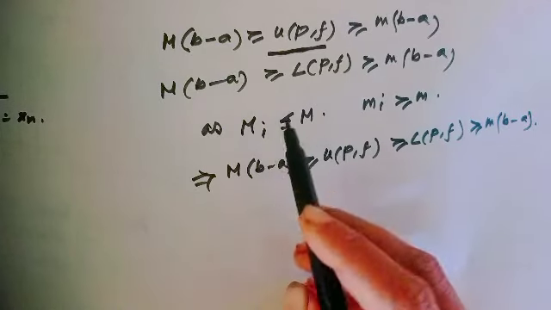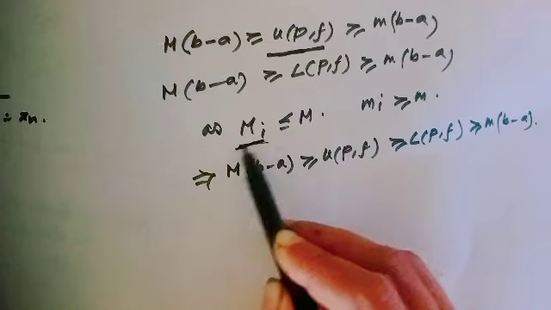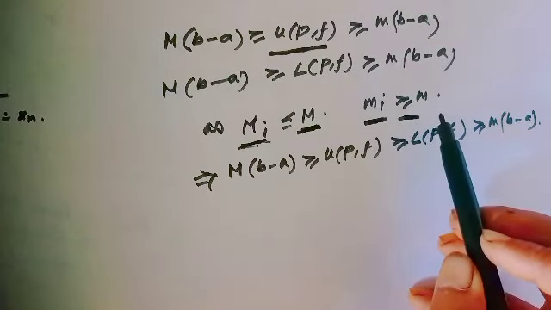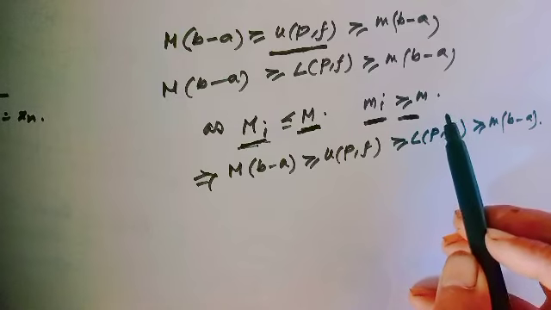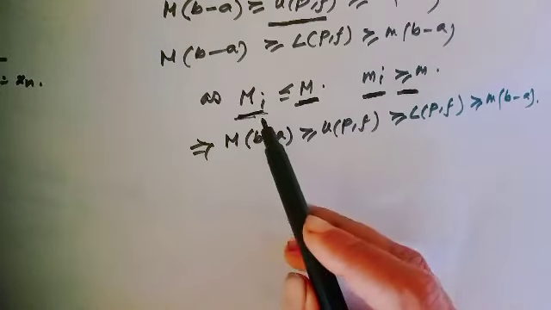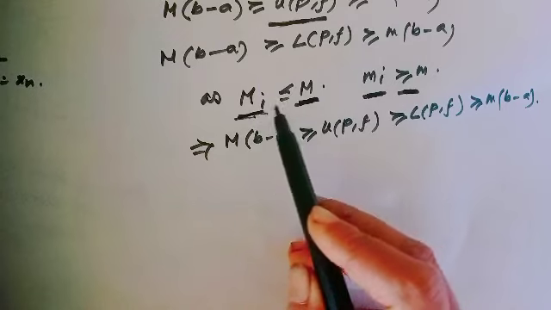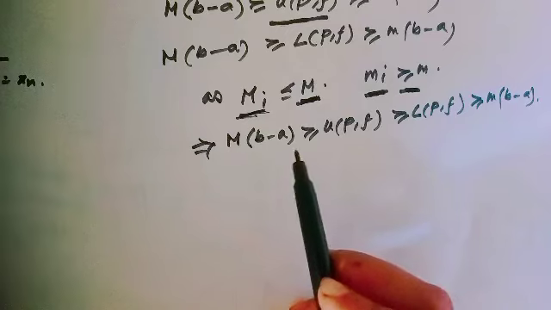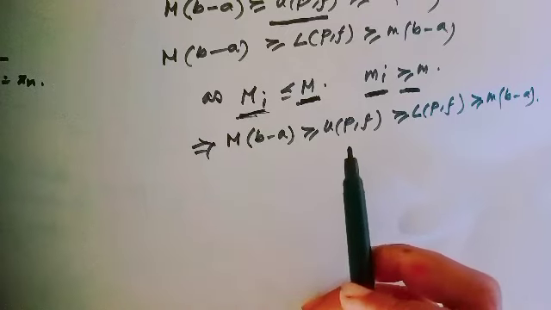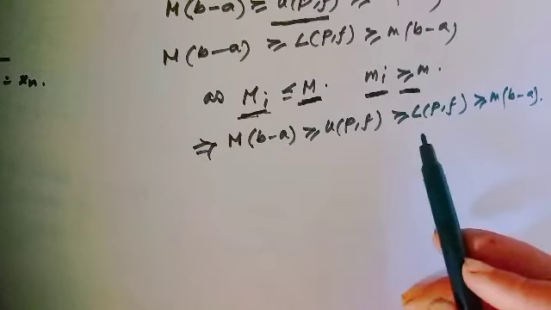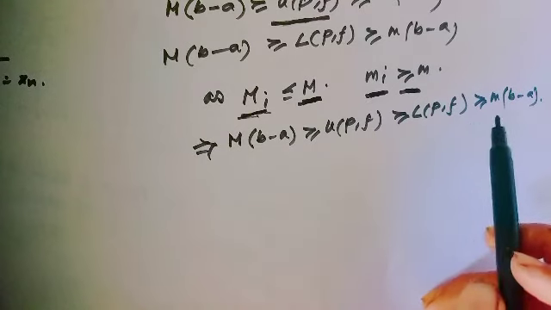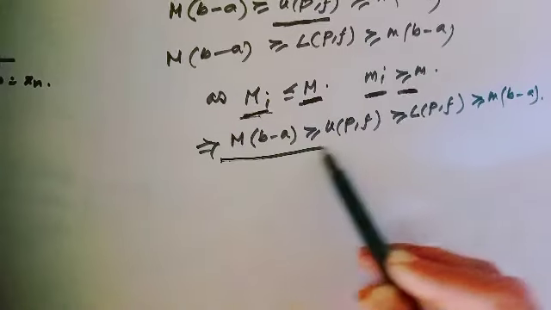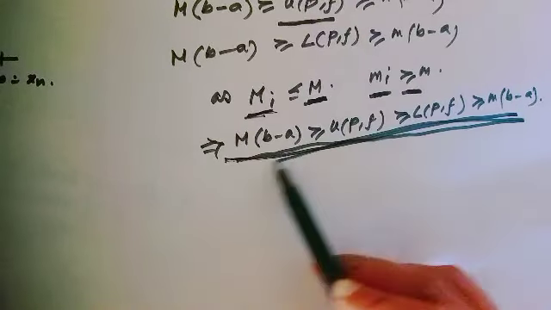And this is true because Mi is always less than or equal to capital M, and small mi is always greater than or equal to small m. So we can just multiply by (b minus a). So capital M times (b minus a) is always greater than or equal to UPF, UPF is greater than or equal to LPF, and LPF is greater than or equal to small m times (b minus a). Are you getting the relation?